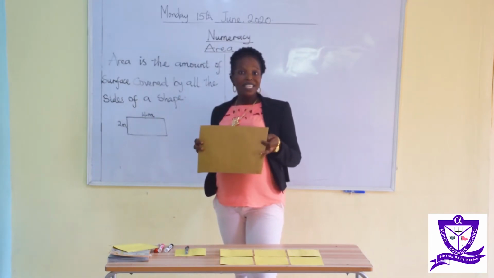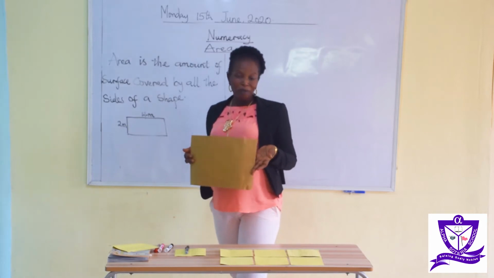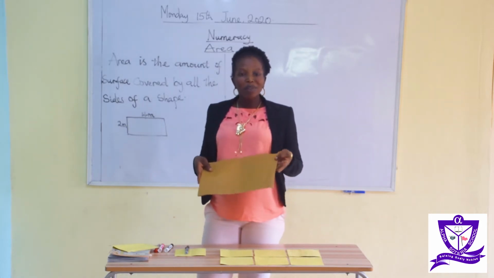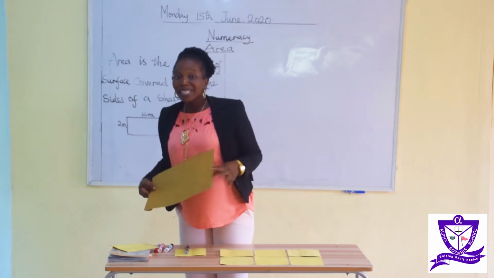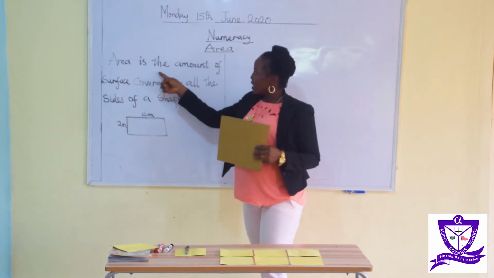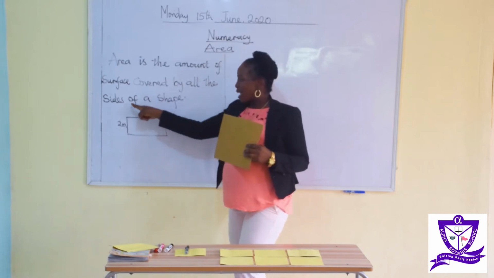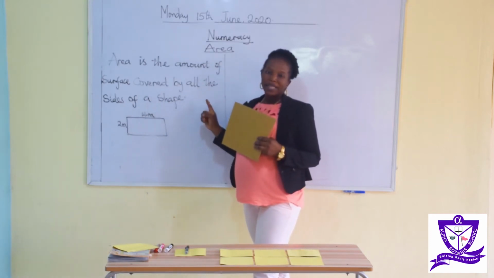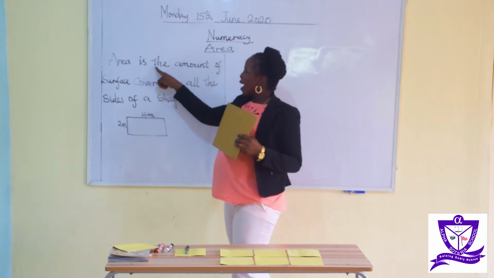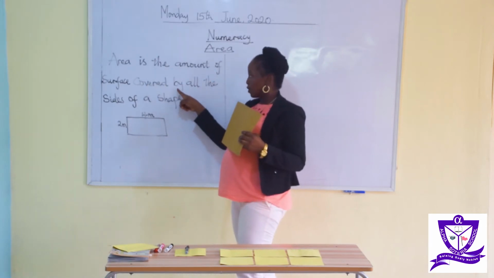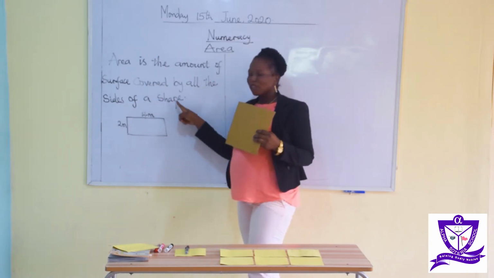But for this class, we are going to be talking about something different. We are going to be talking about area. So what is area? We say area is the amount of surface covered by all the sides of a shape. Let me take it again. Area is the amount of surface covered by all the sides of a shape.